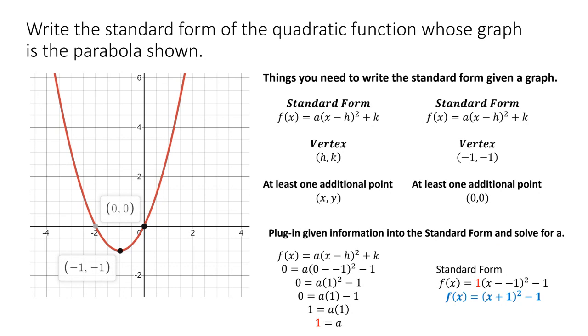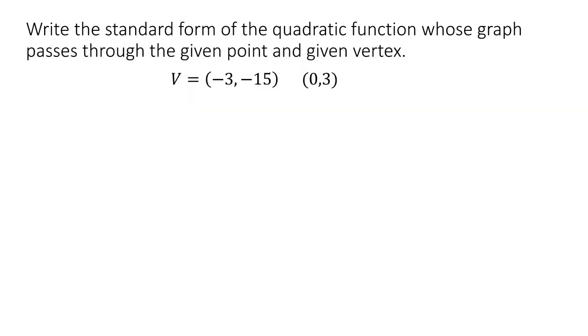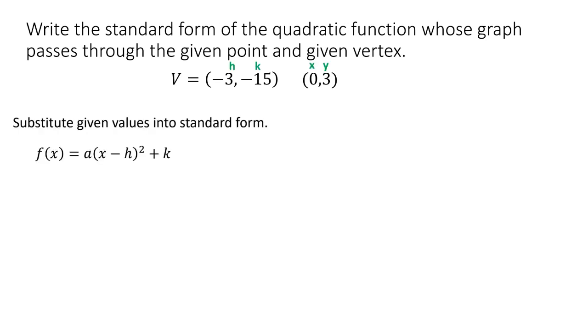Okay. So I believe I might have another one here. But if you notice, they don't give you the graph, but they still give you the information that you need. You have the vertex and you have a point. So again, I always like to start by writing the standard form. And then I like to identify my points. So this is my h, this is my k, this is going to be my x and my y. So I'm going to plug those numbers into the parentheses.